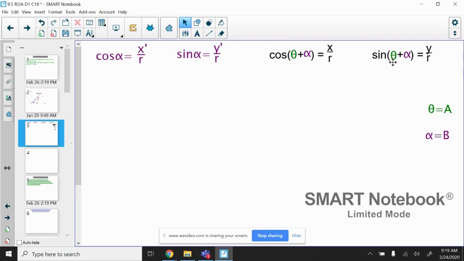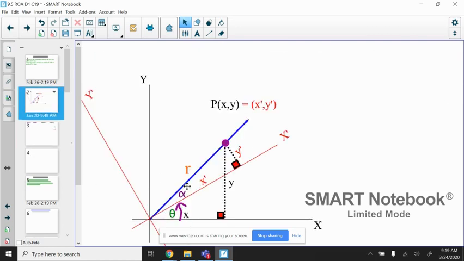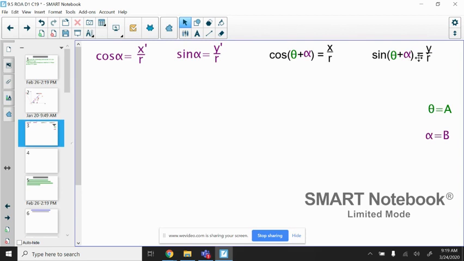Okay, the sine of theta plus alpha, I recognize now I'm looking at this particular right triangle, which is this big one right here, where it is a right triangle. Theta and alpha is this entire angle right here, and sine is this side compared to that side. Interesting. So what I know is that the sine of theta plus alpha is y over r.